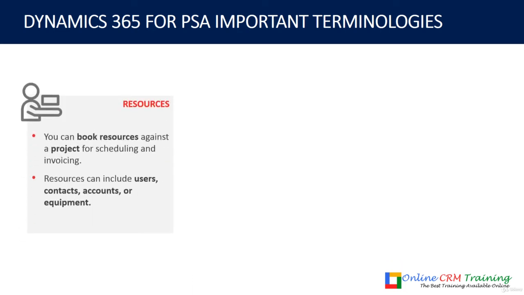The next one is resources. So resource, you can book resources against the project for scheduling and invoicing. We all know that when you want to execute a project, you need people or you need equipment to execute the project, right? So you capture all those things under resources. So the resources can include users, contacts, accounts, or even equipment, right? So all those things you capture here under resources.